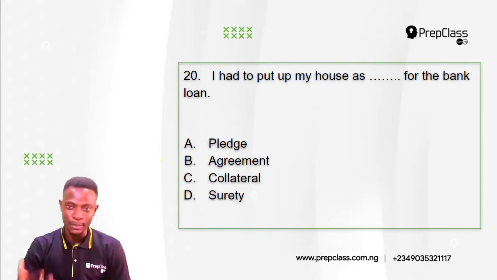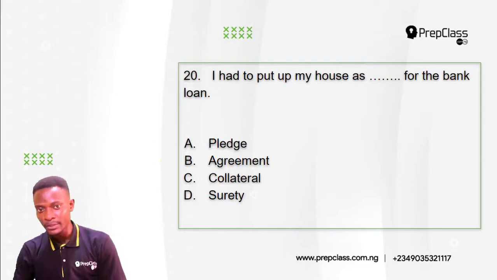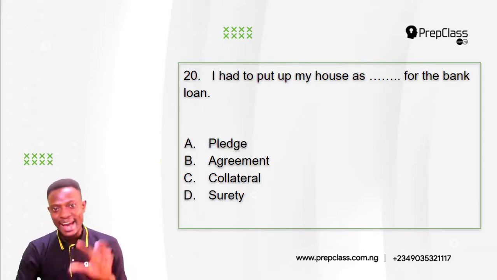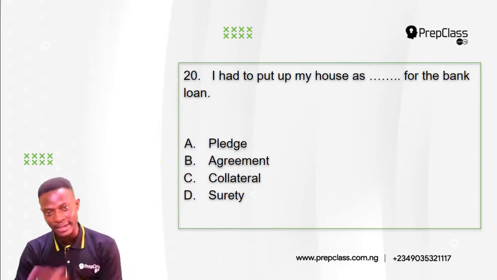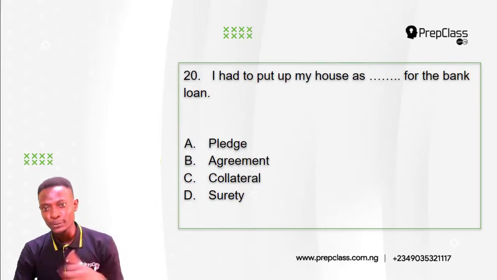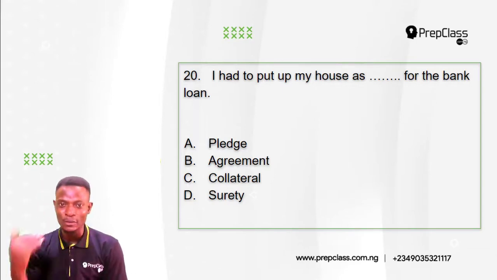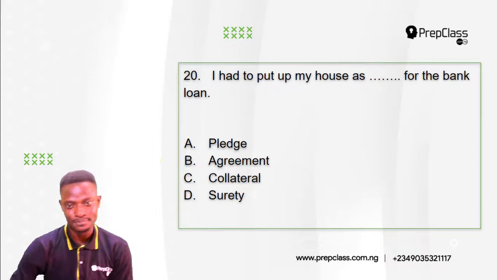A. I had to put up my house as pledge for the bank loan. B. I had to put up my house as agreement for the bank loan. C. I had to put up my house as collateral for the bank loan. D. I had to put up my house as surety for the bank loan. So which of these options is the best to complete this sentence?